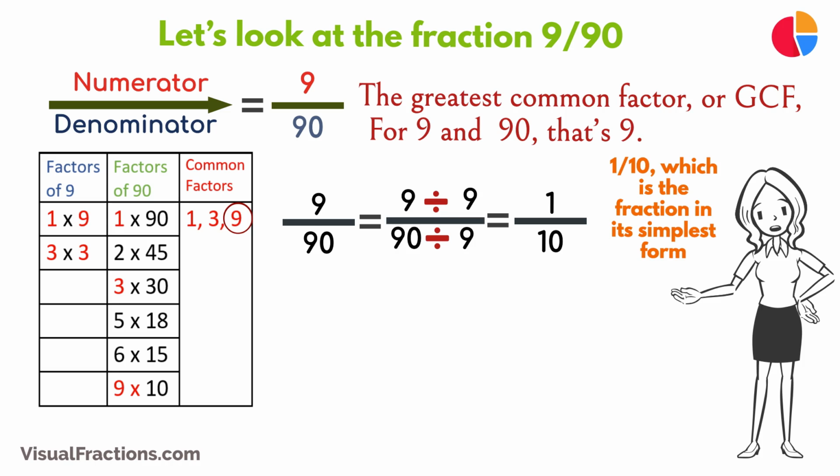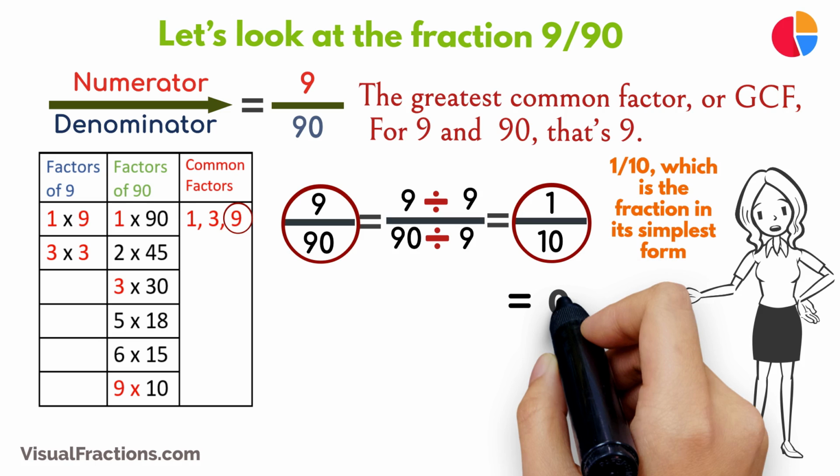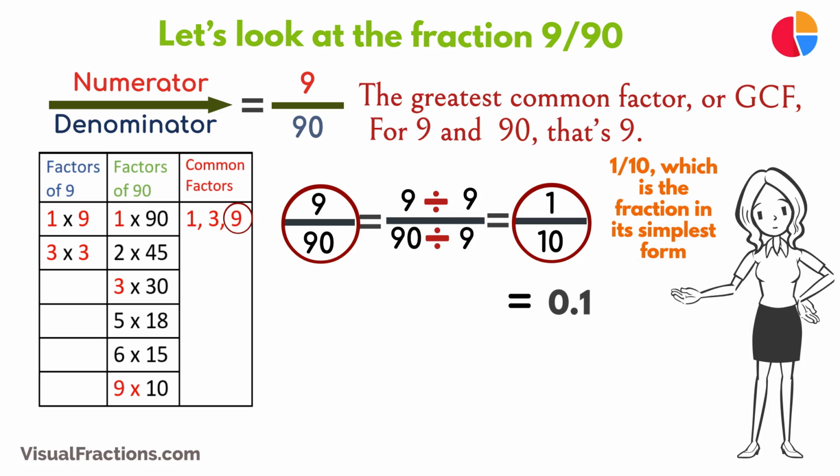any further. It's interesting to note that both the original fraction 9/90ths and the simplified fraction 1/10 have the same decimal value, which is 0.1. This shows that although their appearance may change, their value remains consistent.